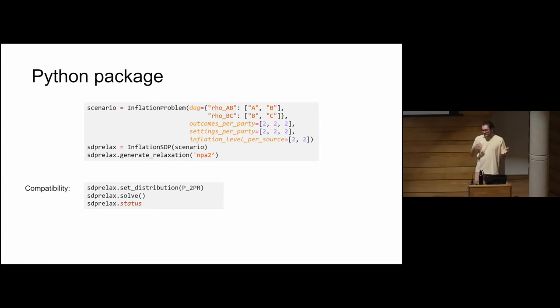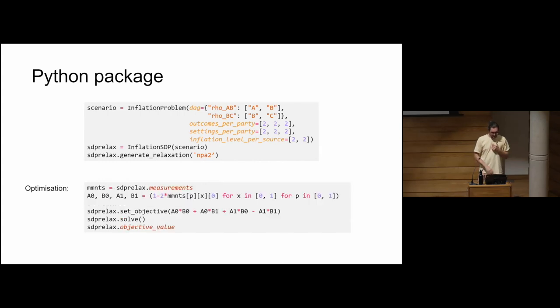Then you get the status of the SDP, if it's feasible or infeasible. And if it's infeasible, you can also extract the certificate that tells you analytically that your distribution is incompatible. And you can also use it for other distributions without needing to run the SDP again. And you can also do optimization of things over the relaxation and more details. But the main thing is that you shouldn't need to care too much about what happens behind the curtains.